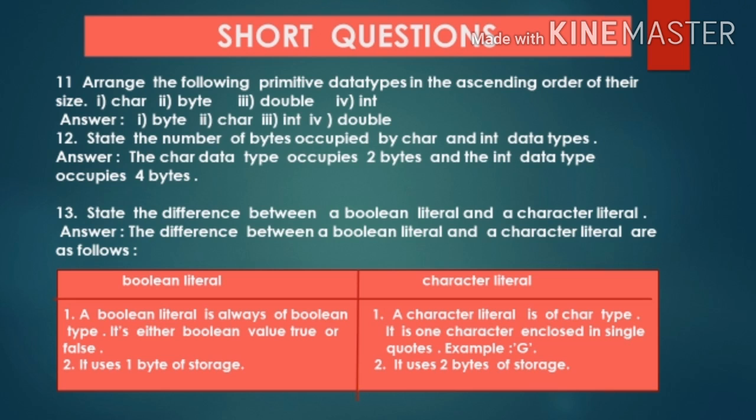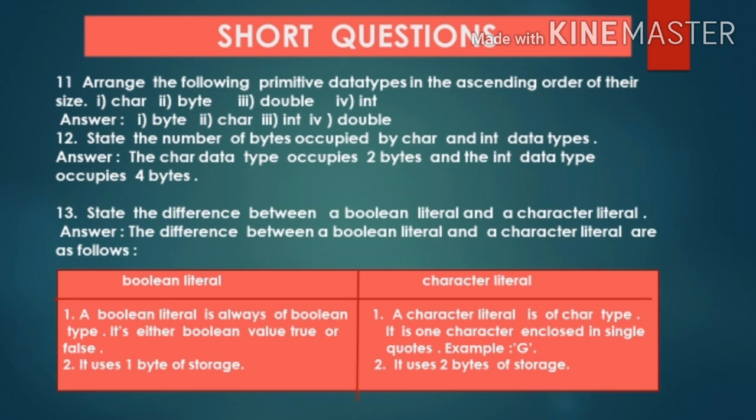Question number 11. Arrange the following primitive data types in the ascending order of their size. Roman 1 char, Roman 2 byte, Roman 3 double and Roman 4 int. The correct order is byte, char, int, double because byte memory capacity is 1 byte, char is 2 bytes, int is 4 bytes and double is 8 bytes.